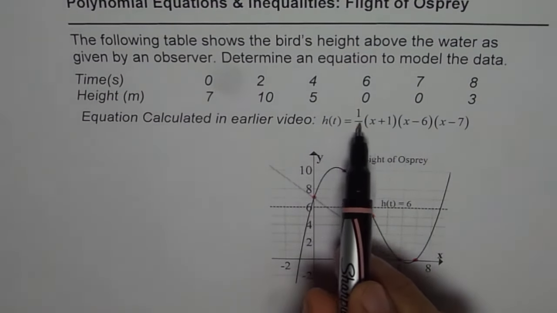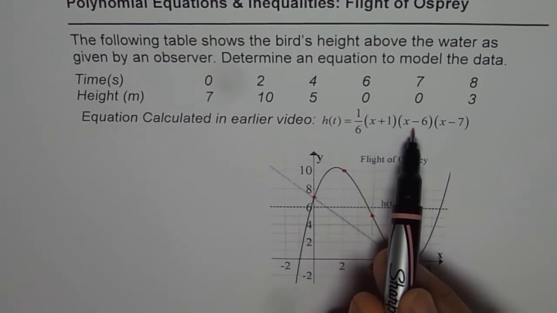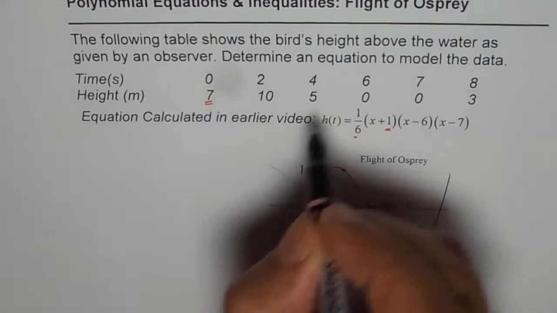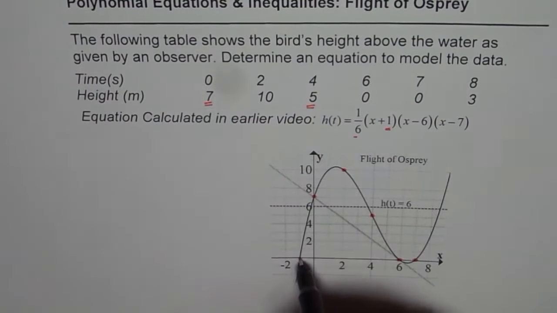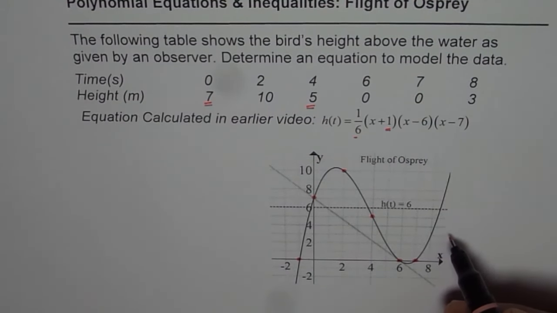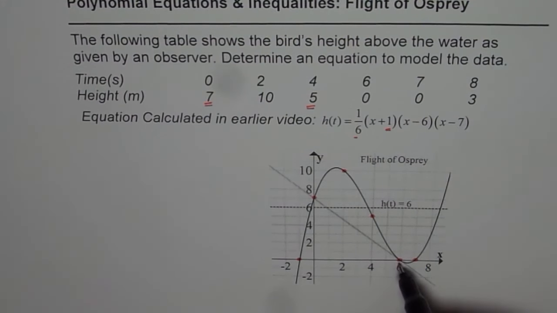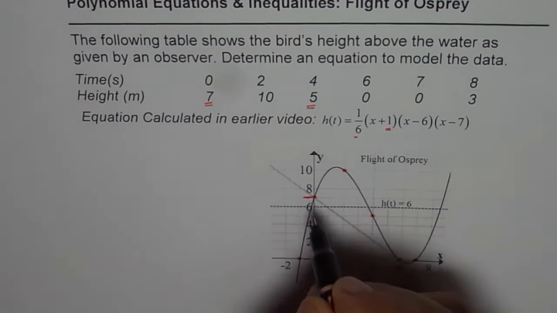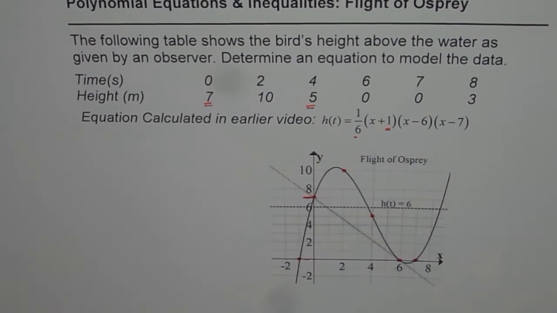The model for us is h of t equals 1 over 6, (x plus 1), (x minus 6), (x minus 7). We found the value of a and this intercept using these two points, correct? So I've just extended the graph to show you that this is at minus 1. So that's a perfect cubic polynomial before you, right? Now in this graph, we are going to find the rate of change when the osprey just dives in or hits the water level. So I've drawn a tangent line. You can see very clearly the tangent which passes through, just touching at t equals 6, and we can find the rate of change from rise over run, correct? So if you see here, that is the rise, which is basically a fall by 7, right?